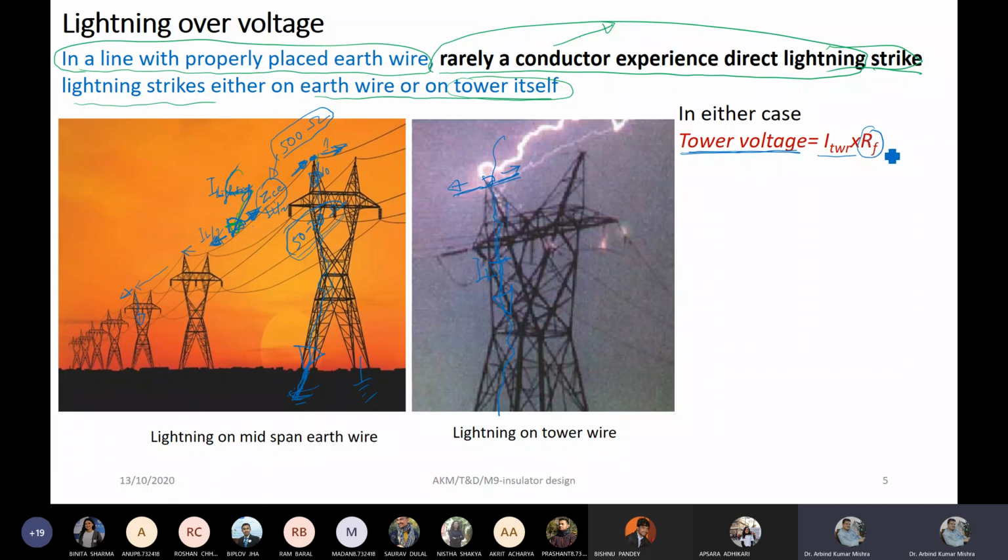I have written RF. Why? Because as I have told you, the metallic structure of the tower offers very, very little resistance.